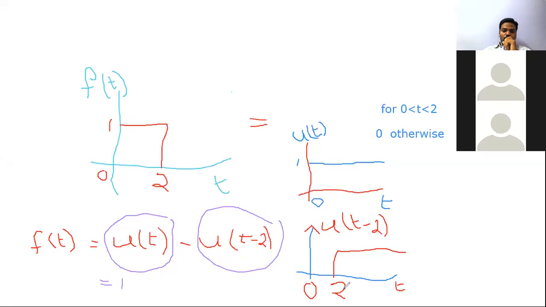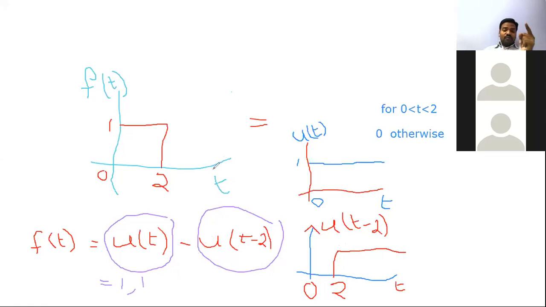In between 0 and 2, I am taking one more time value, that is t is equal to 1. So at t is equal to 1 also, you will have u of t is equal to 1 and u of t minus 2 is equal to 0. So 1 minus 0, again you will get f of t is equal to 1.